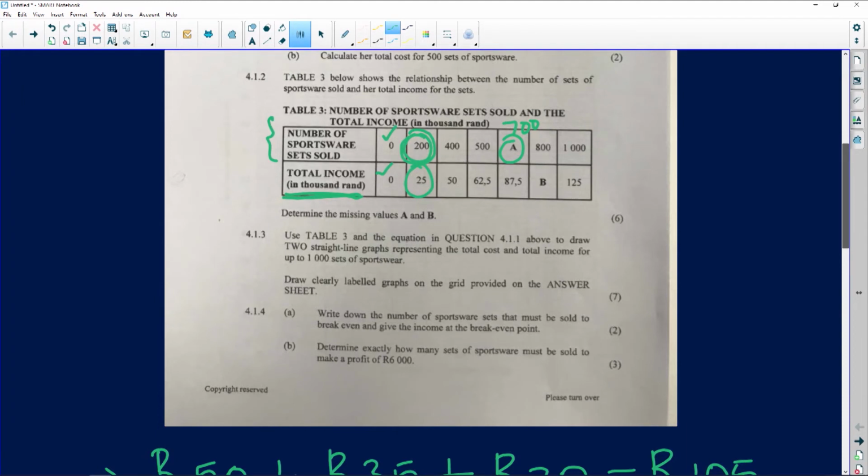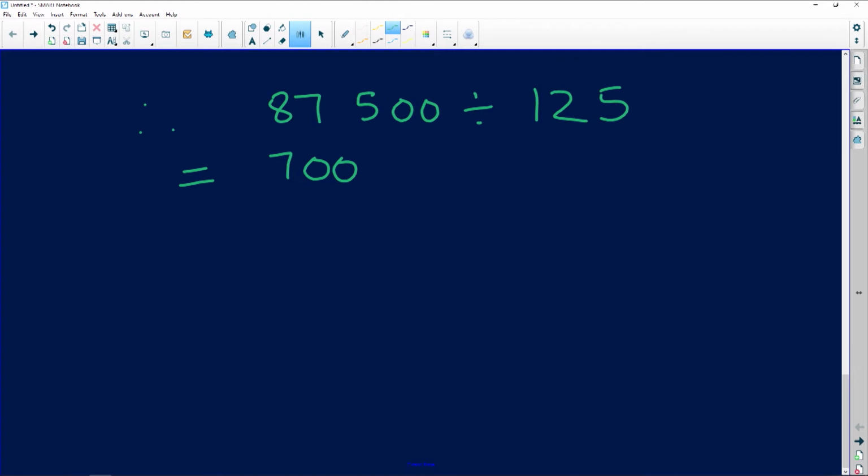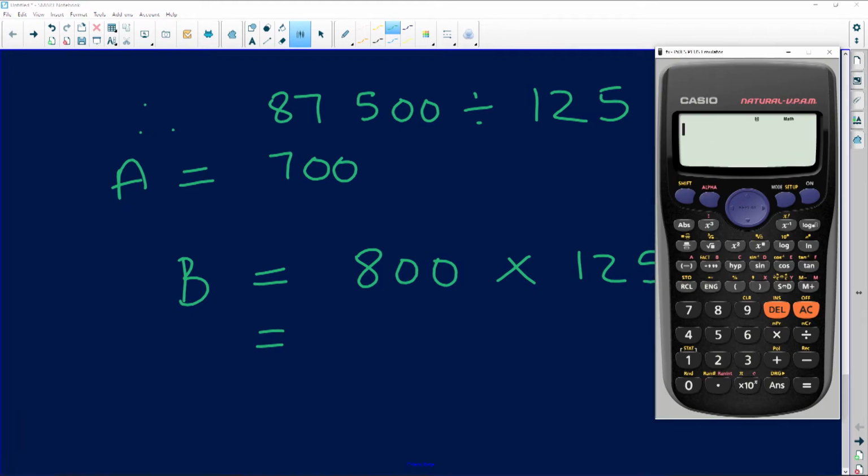So how are we going to calculate that? We're going to do exactly the same thing that we did, but we're doing the inverse of it. Because before we said 87,500 divided by 125, which gave us 700 units. So that was for A. This time for B, we are going to say 800 units times 125 because I found my relationship. And if I found my relationship, it makes life so much easier. Times 125, which gives me 100,000 rand.